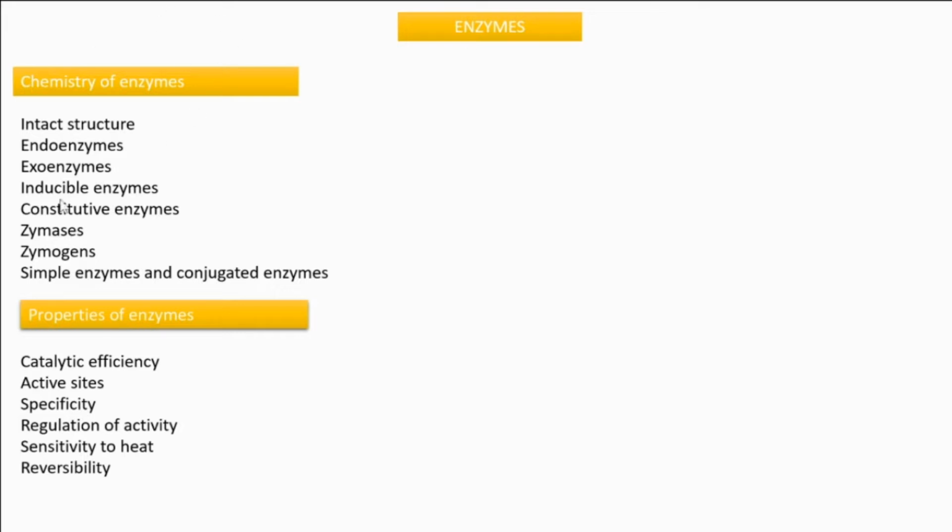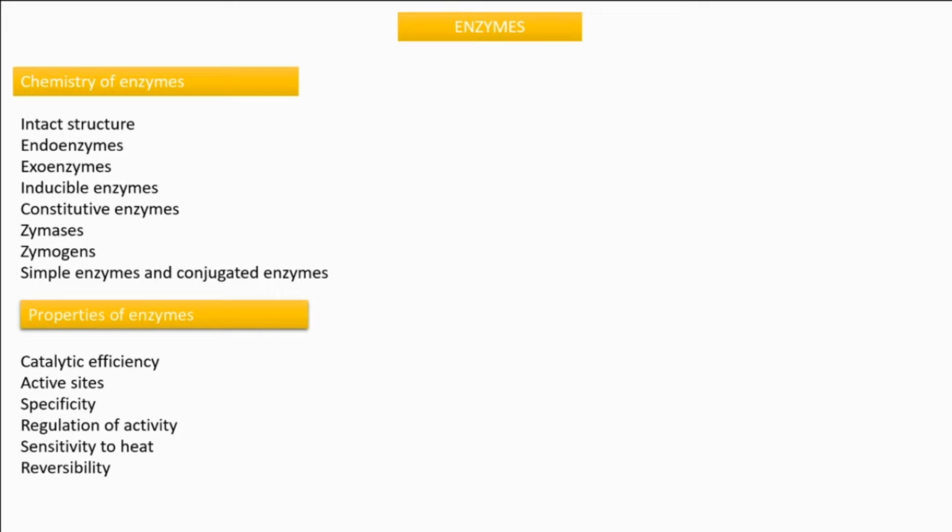Then what are inducible enzymes? Enzymes formed in the presence of their substrates only. That type of enzymes are called inducible. The presence of substrate induces the formation of those enzymes. Example is lactate dehydrogenase.